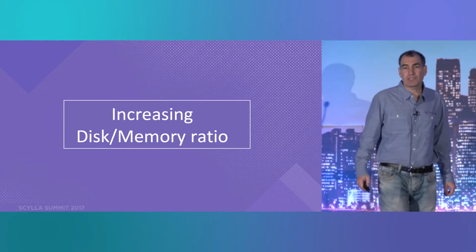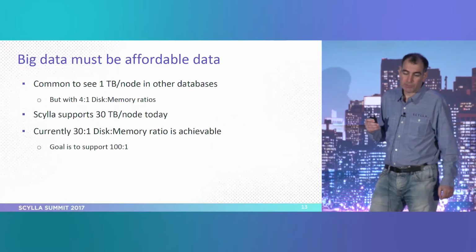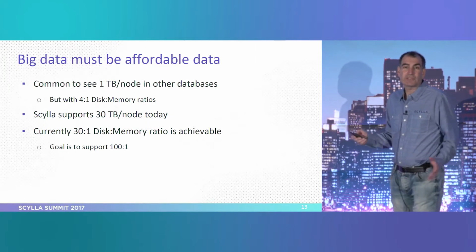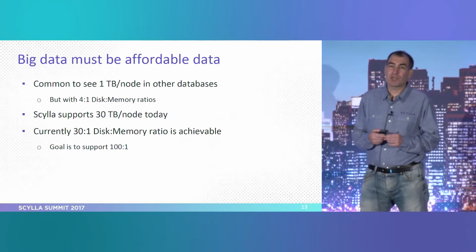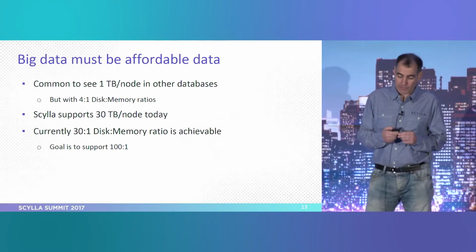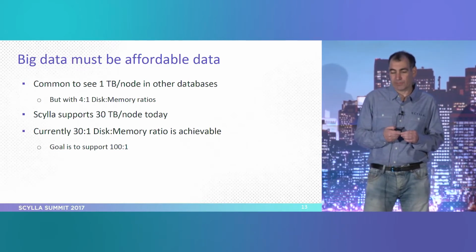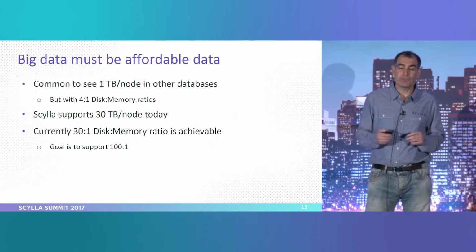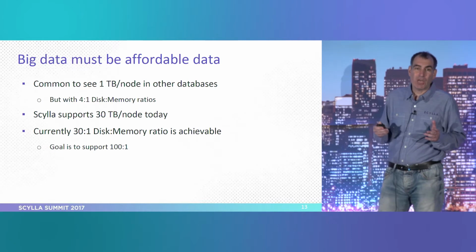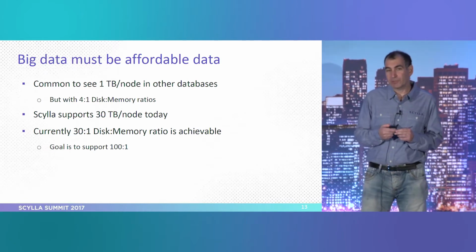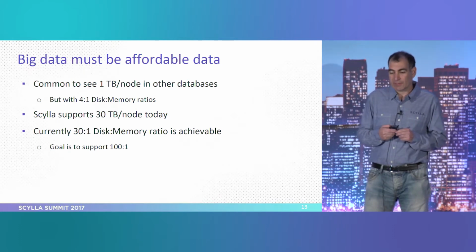Something else we're working on is increasing the disk to memory ratio. And I'll explain what I mean by that. So ScyllaDB is part of the ecosystem that's called big data. You have large amounts of data. You saw in the previous presentation 150 terabytes of data under management, and there are even larger clusters. And in many databases, you usually have about a terabyte of data, maybe a few terabytes of data per node. And you need a lot of memory to handle those disks.